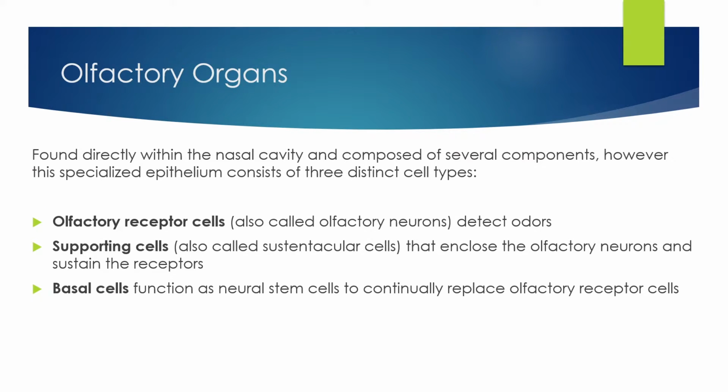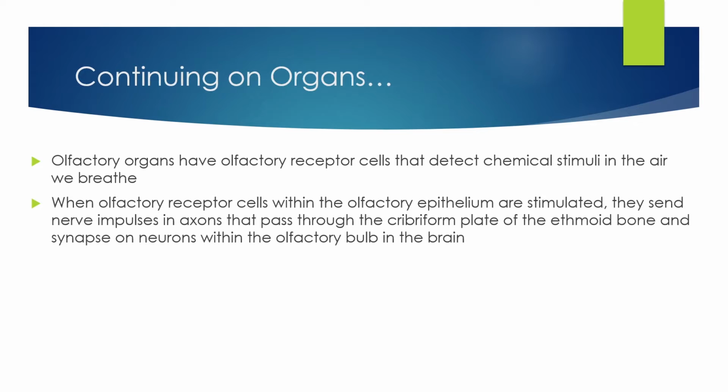Olfactory organs are found directly within the nasal cavity and composed of several components. This specialized epithelium consists of 3 distinct cell types: the olfactory receptor cells, which detect the odors, the supporting cells that enclose the olfactory neurons and sustain the receptors, and the basal cells that function as a neural system to continually replace the olfactory receptor cells. Olfactory organs have olfactory receptors that can detect stimuli in the air that we breathe.